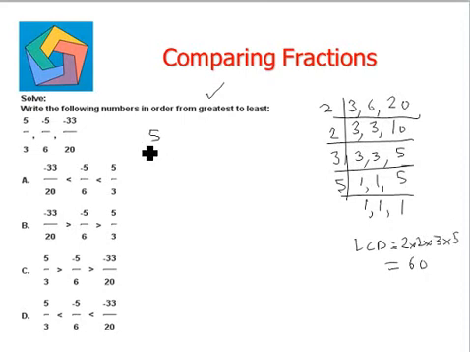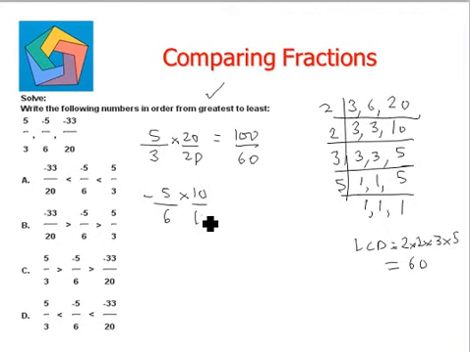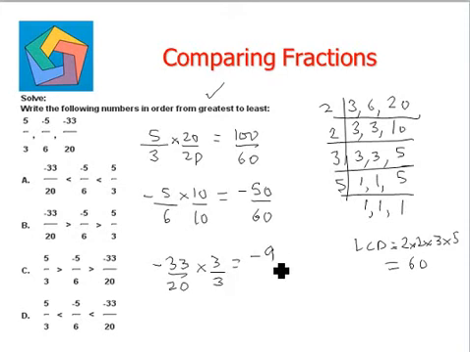So here the factor needed for the first one would be 20. This is 100 divided by 60. Next is negative 5/6. This will be multiplied by 10 to get 60 as a denominator. This is negative 50 over 60. And the last is negative 33 over 20. This would be multiplied by 3. This is negative 99 over 60. Now we have all the three equivalents with the same denominator.